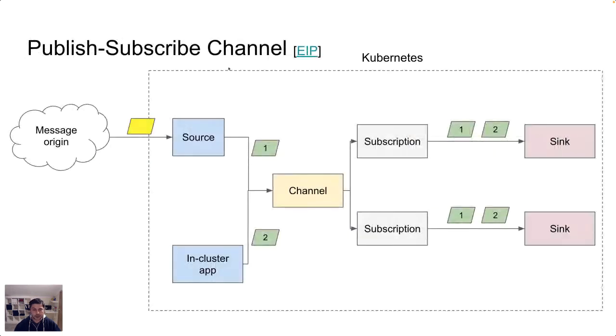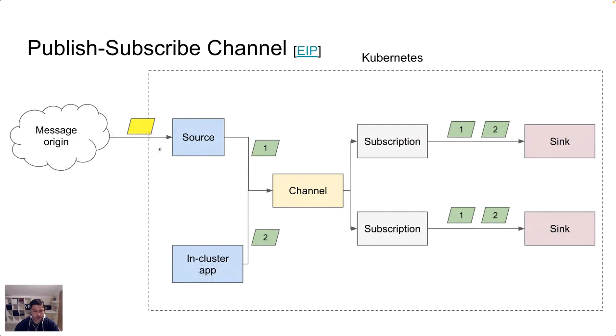For example, this is called publish subscribe channel in the book called Enterprise Integration Patterns, which is a well-known book for doing messaging and integration and things like that. How you can do this with Knative is using channels. Here we have two different message origins. The first message origin is outside your Kubernetes cluster, your external service. And the second one is living inside your Kubernetes cluster. This could be your legacy application or something.